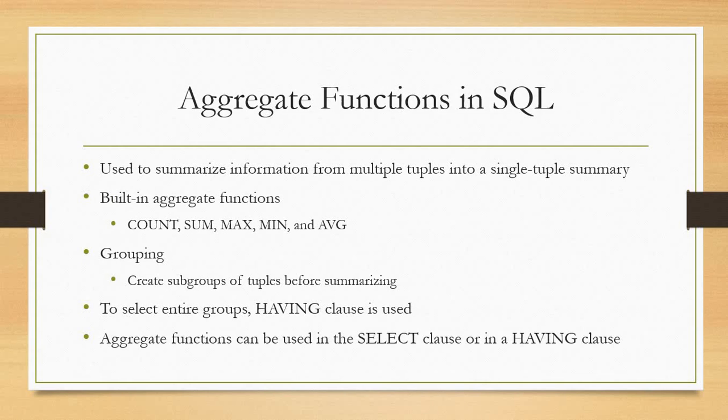There are also aggregate functions within SQL that are used to summarize information from multiple tuples or rows into just a single row summary. The most common are count, sum, max, min, and average. You will have seen this within Access using the totals row. You can also group, create subgroups of rows before summarizing them. You may have seen this using group by within Access. You can also use the having clause to select entire groups.